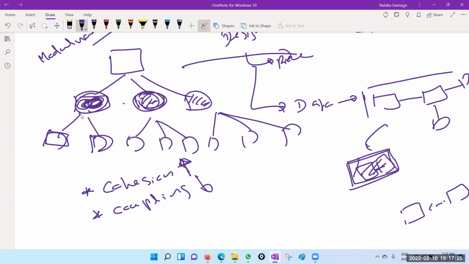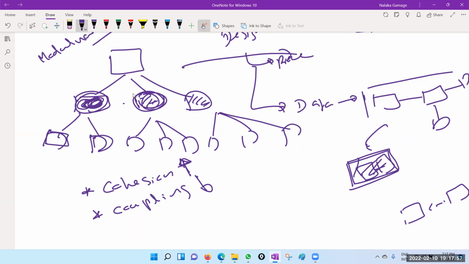Right? So usually when the cohesion is high, the coupling is low. Coupling means you have to get some services, you have to communicate with the other module. So if you have to frequently communicate with another module, maybe something that is more relevant to your module is in the other module. So maybe there is a mistake you have made in your design. So if you have highly cohesive modules, typically the coupling will be less.